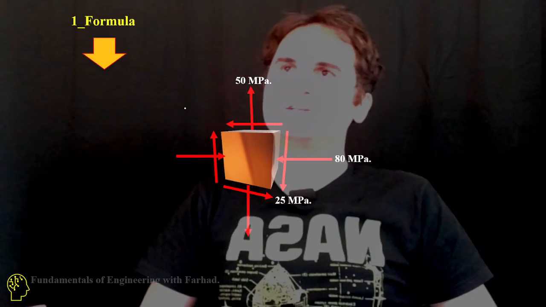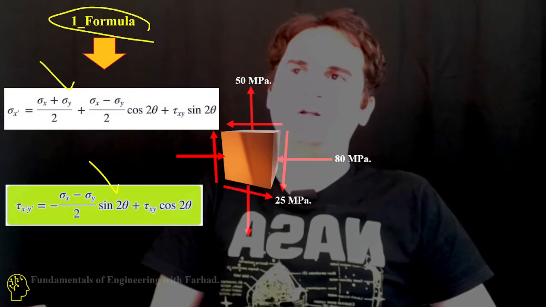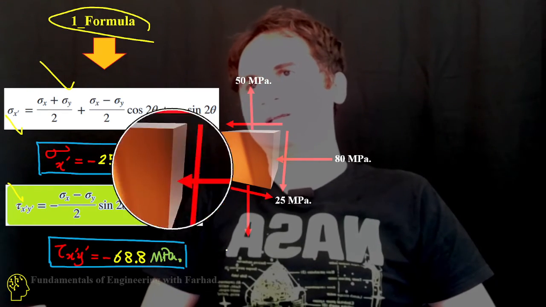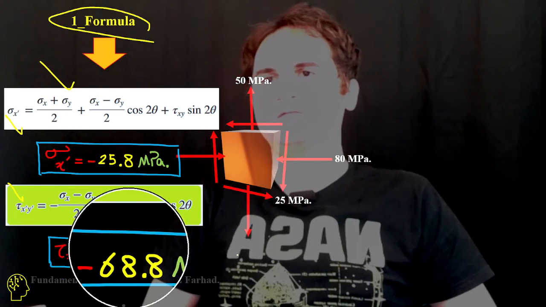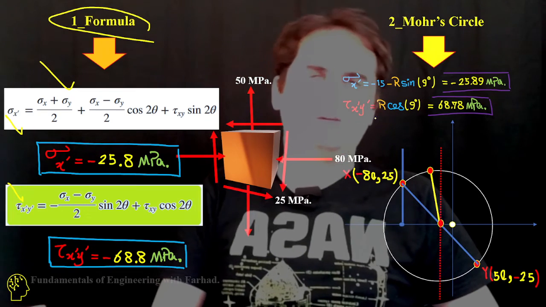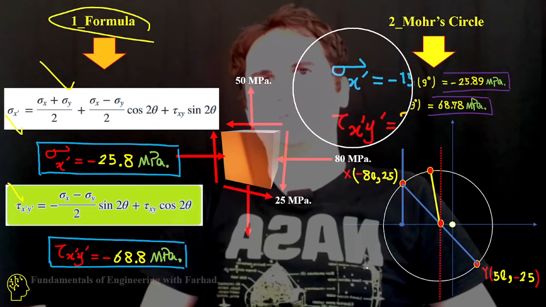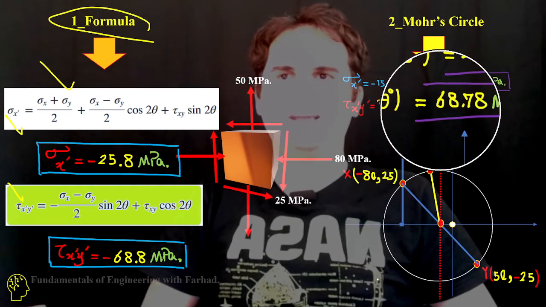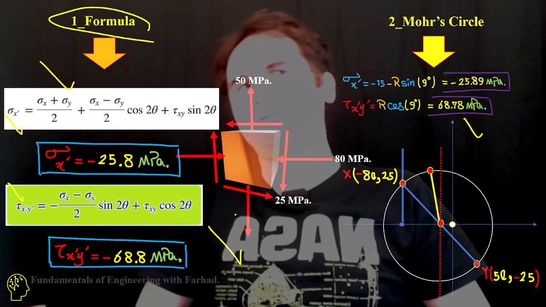So if you want to make a comparison between formula and Mohr circle, these are the two formulas, sigma x prime and tau x prime y prime. Numeric value for them is sigma x prime negative 25.8 megapascal and tau x prime y prime negative 68.8 megapascal. And if you just verify our result from the Mohr circle, it gives us sigma x prime negative 25.89, almost the same, and tau x prime y prime 68.78, and they are close enough to solve the problem from the same approach.